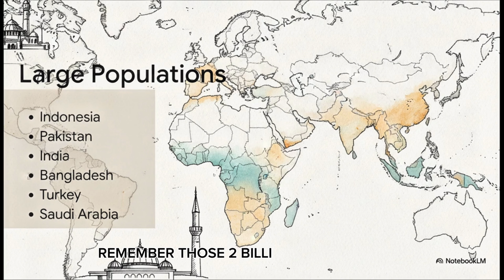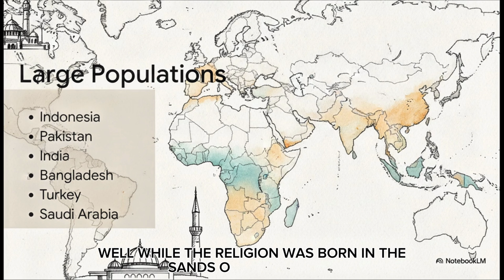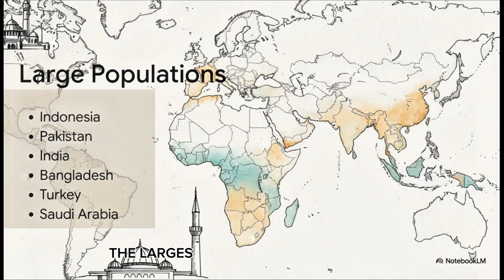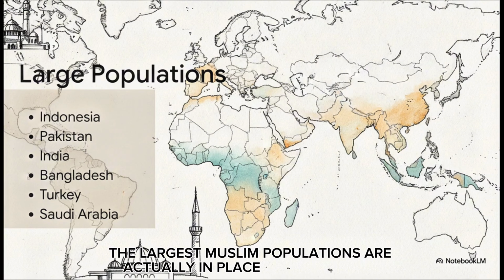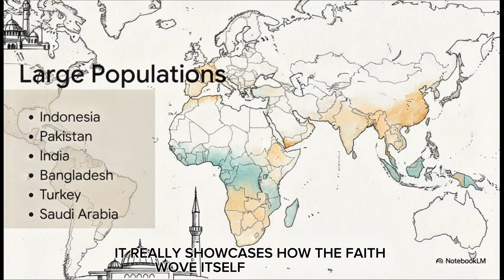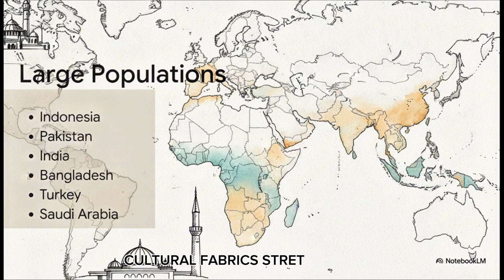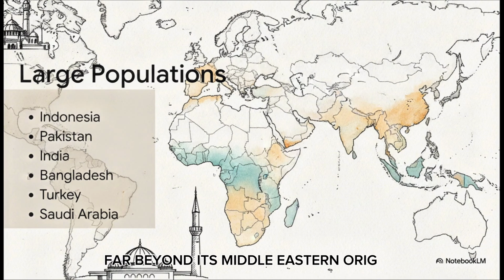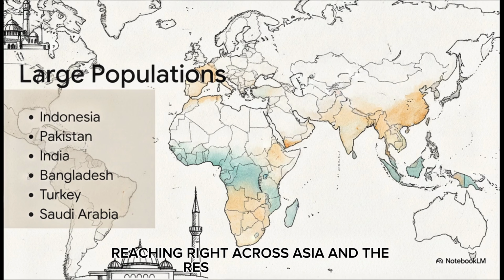Remember those 2 billion followers we talked about earlier? Well, while the religion was born in the sands of Saudi Arabia, today the largest Muslim populations are actually in places like Indonesia, Pakistan, India, and Bangladesh. It really showcases how the faith wove itself into distinct cultural fabrics, stretching far, far beyond its Middle Eastern origins, reaching right across Asia and the rest of the globe.